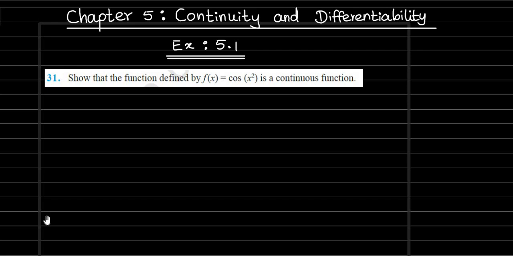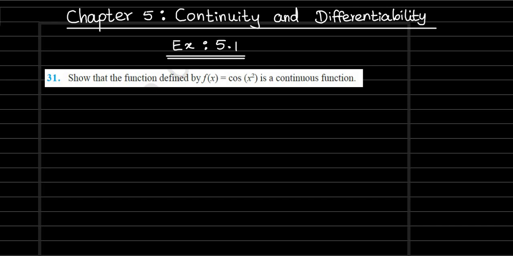In this video, we are going to see CBSE Maths Grade 12 Standard Chapter 5 Continuity and Differentiability, Exercise 5.1, 31st sum. Already in the last videos, I have uploaded solutions up to the 30th sum, so please do check it. Now let's start with the 31st sum.